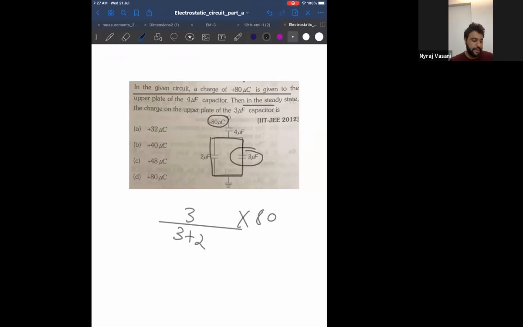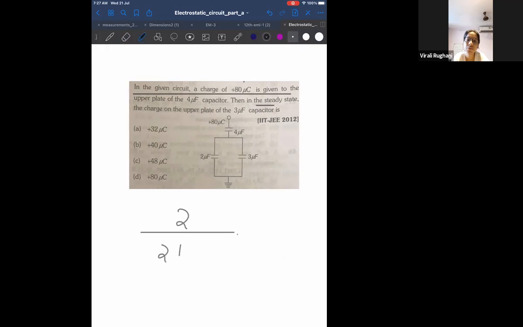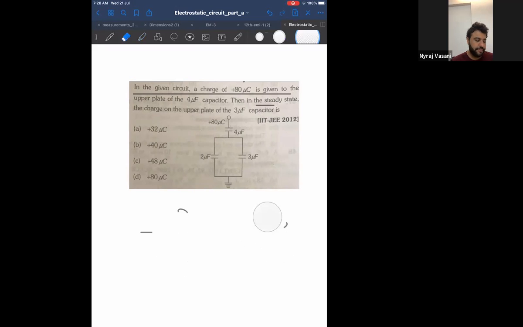If this is C2 and if this is C1, it will be C2 divided by C1 plus C2, into Q, the total charge given. That will be the charge on the capacitor of 3 microfarad. Now please look at the screen. If it asks what is the charge on 2 microfarad, the formula is 2 divided by 3 plus 2, into 80. But now what they have asked is on 3. Therefore, my answer will be 3 divided by 3 plus 2, into 80.